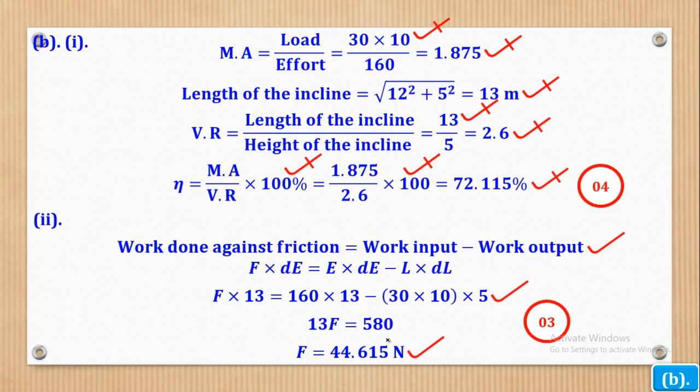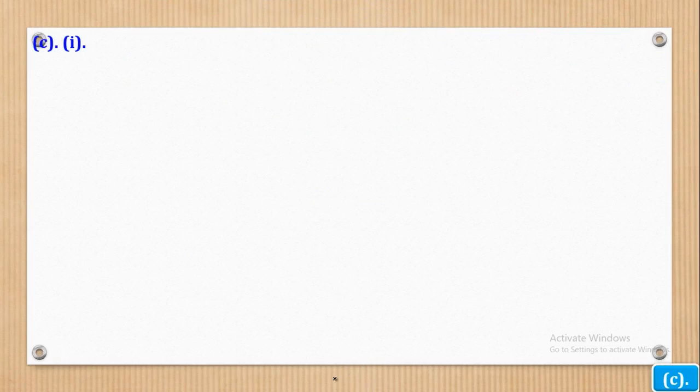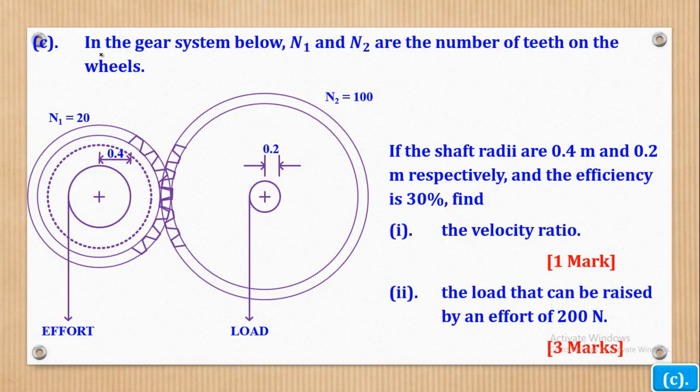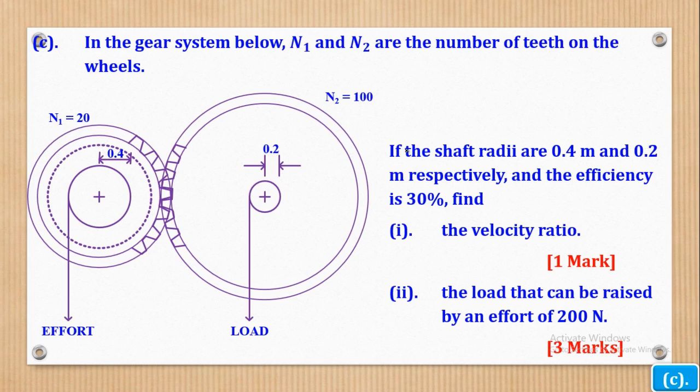So that is how marks for this slide would be awarded. So now we shall go to part C. So part C says that in the gear system below, N1 and N2 are the number of teeth on the wheels. So number of teeth on this wheel is 20 and number of teeth on this wheel is 100. If the shaft radii are 0.4 and 0.2, so this is 0.4 meters and this is 0.2 meters respectively, and the efficiency is 30%, find Roman 1 the velocity ratio.